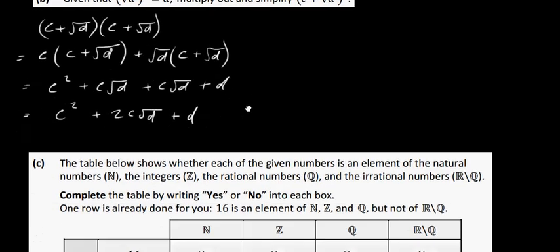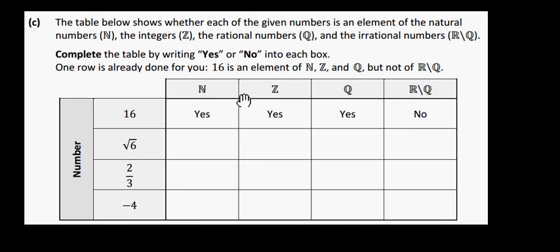So let's move on. The last part of this question is to do with this table here. It shows whether each of the given numbers is an element of a natural number, an integer, Z, a rational number, Q, or an irrational number. They're all the real numbers minus all the rational numbers. Complete the table by writing yes or no into each box. One row is already done for you. 16 is an element of N. It's a natural number. It's also an integer. It's also a rational number, but it's not an irrational number. A number is either rational or irrational. It can't really be both. So let's just fill out the other ones.